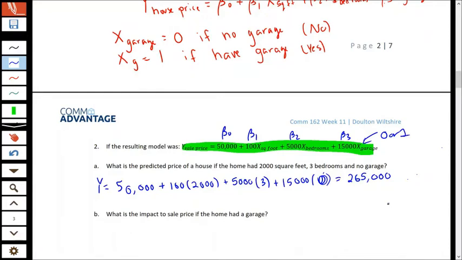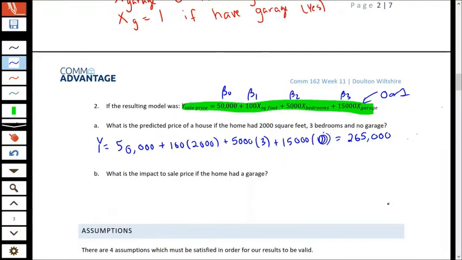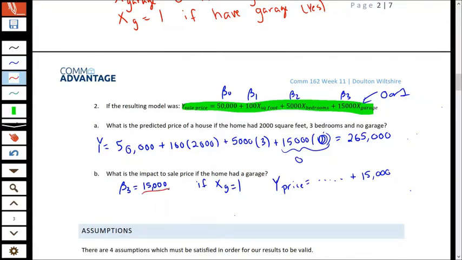So it asks us for part B, what's the impact to sale price if the home had a garage? And so this is just asking us about that beta 3, which is 15,000, right? If that x garage equals 1, this means that when we calculate out that price, no matter what we had in the beginning of the equation, instead of adding the 0, right, because 15,000 times 0 is just 0, it went away, we're going to add the actual 15,000. Anytime you have these yes-no variables, the impact of them is whatever the coefficient is.